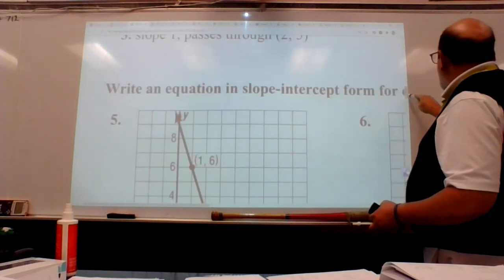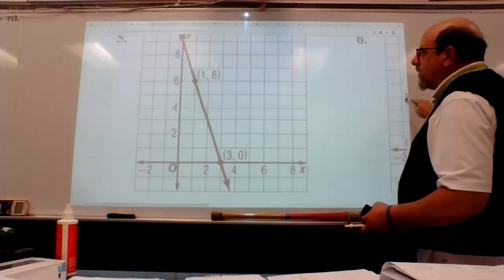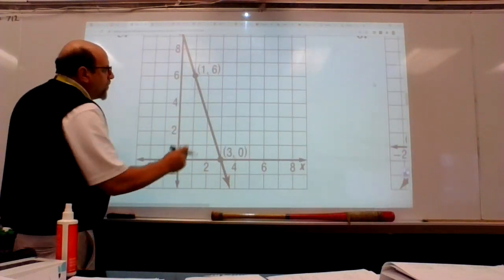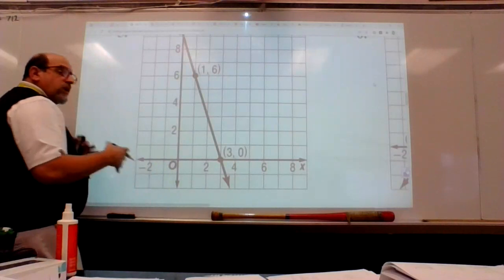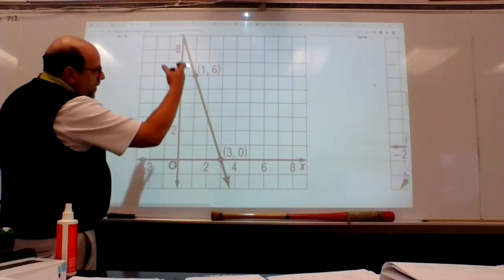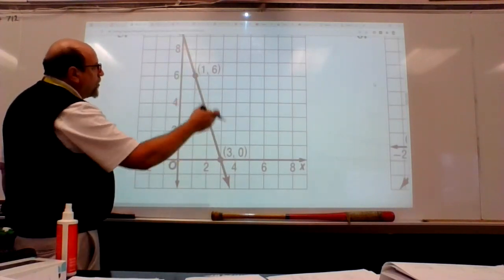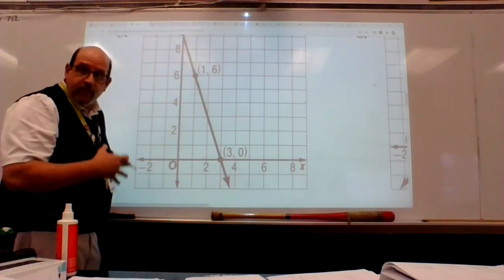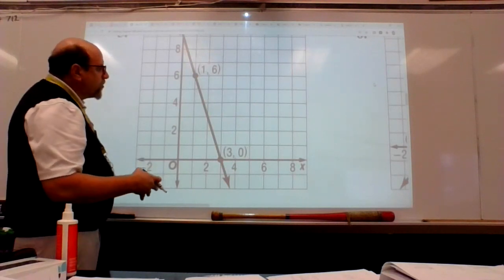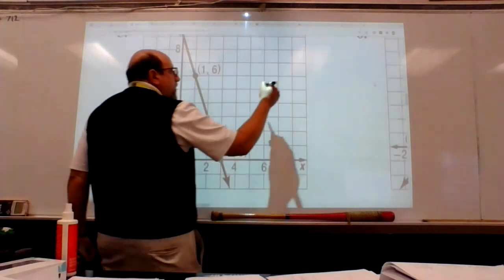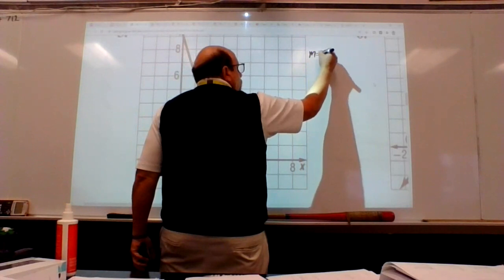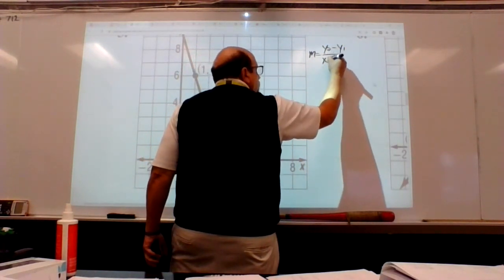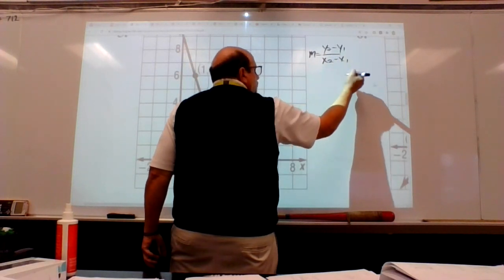Here's our graph. I know we love it. Woohoo! All right. We're given two coordinate pairs. We could do one of two things. We could put in our coordinate pairs, y2 minus y1 over x2 minus x1, and do that math. We could do that, and we can find our slope. Let's go ahead and do that. m equals y2 minus y1 over x2 minus x1.